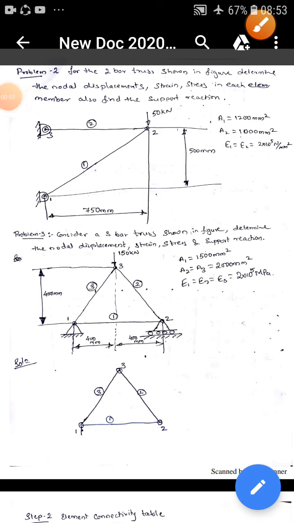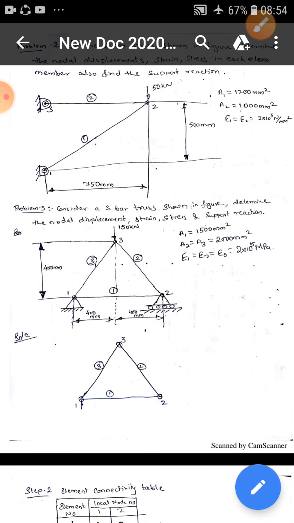Students, today we'll solve another problem on trusses. In the previous session, we had completed a problem on a truss with two members, and I had given one problem for you to solve by yourself. Next, problem number 3. What is it and what do we have to determine?